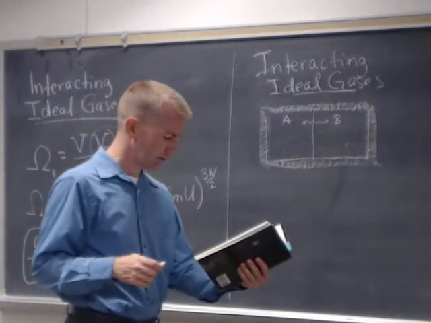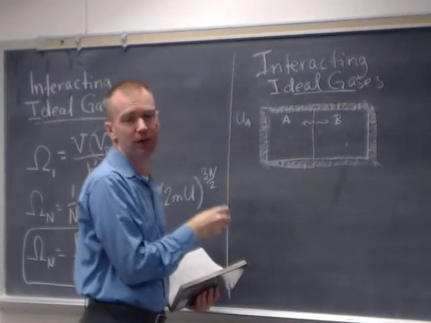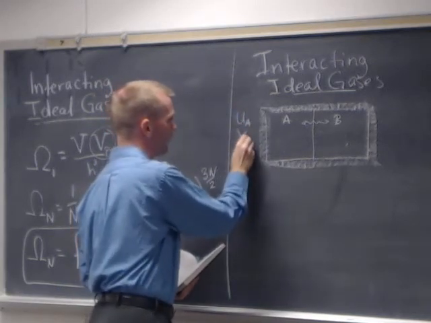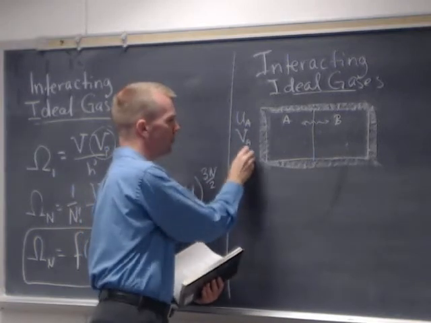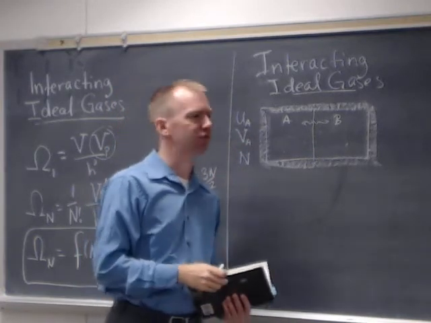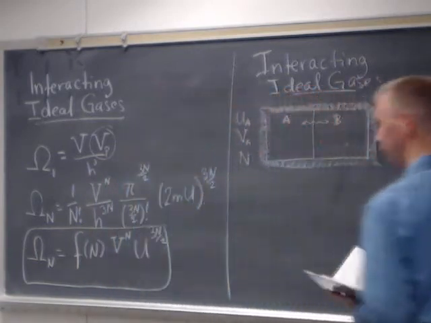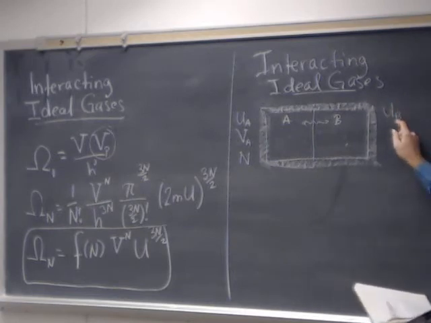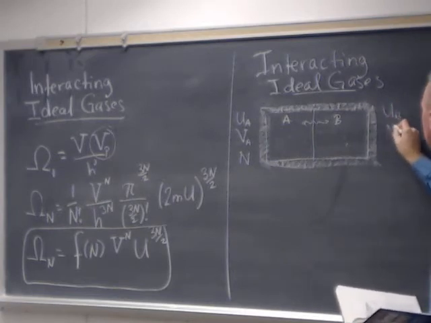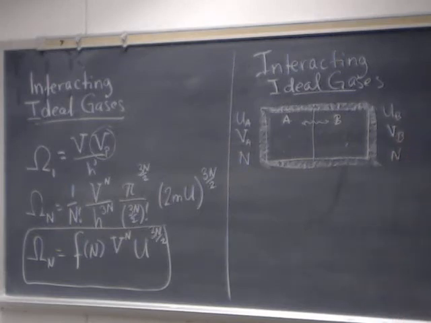Okay, so we have some amount of energy for A, and some volume for A, and some number of particles in. Let's say that we've got the same number of particles for A and for B, just to make the notation a little simpler. So B has some amount of energy, it has some volume, and it has a number of particles in as well. Okay.